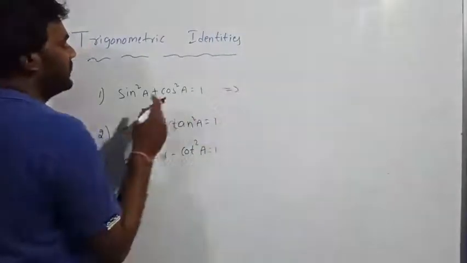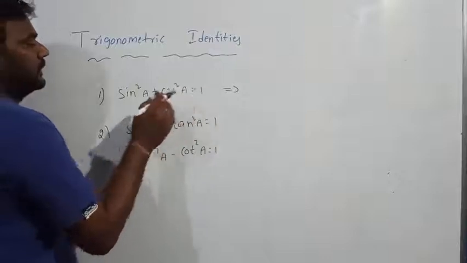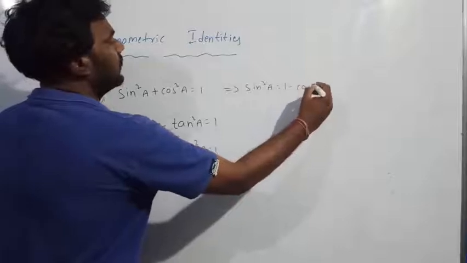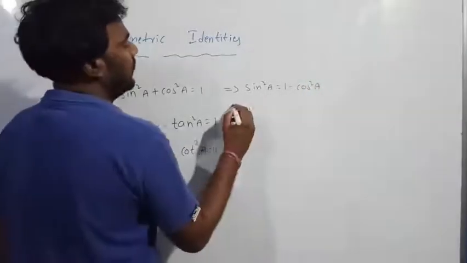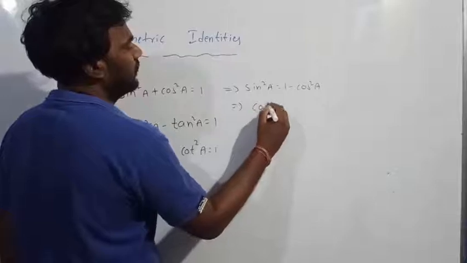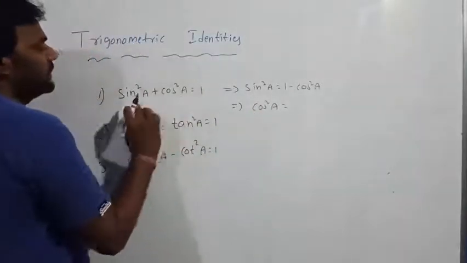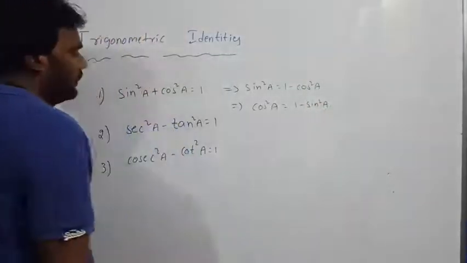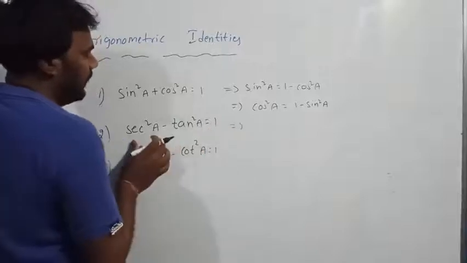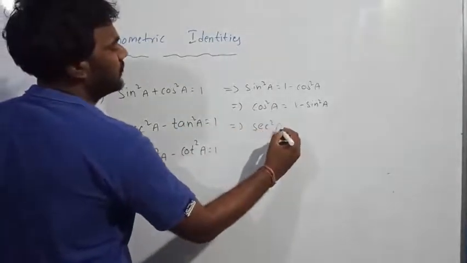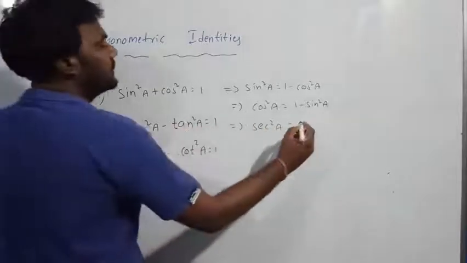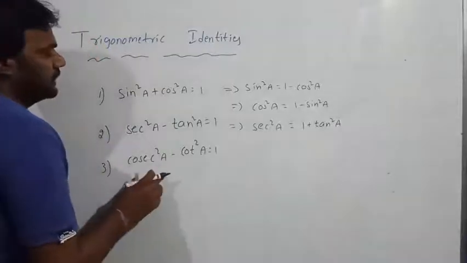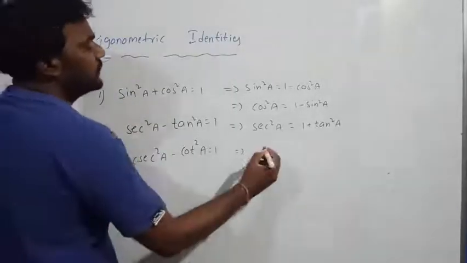See here, first one: sin square a plus cos square a equals 1. Here, sin square a equals what? 1 minus cos square a. I want cos square a. From this, cos square a means what? It changes to the RHS: 1 minus sin square a. From this, I want secant square a. Secant square a equals what? 1 plus tan square a. Okay, next, here, cosec square a equals what?